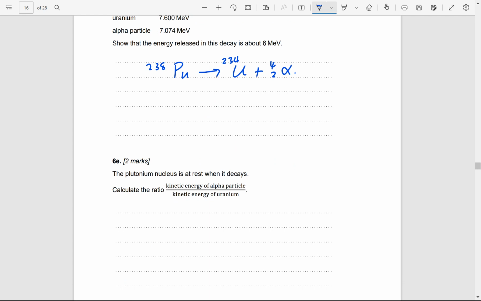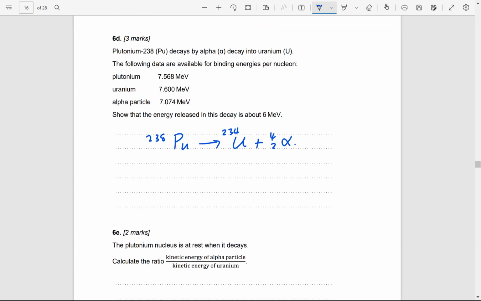And I need to know the energy released. Now these are per nucleon. So I need to know what is the energy for plutonium, what is the energy for uranium, and what is the energy for the alpha particle. Then the energy of the uranium plus the alpha particle will differ from the sum for the plutonium. This sum will be bigger, which means that there'll be an energy released.